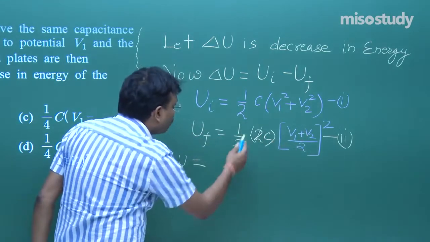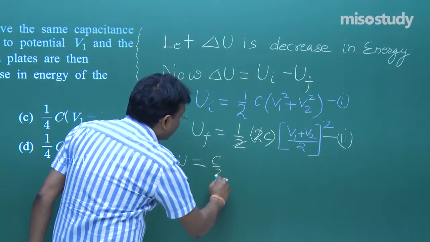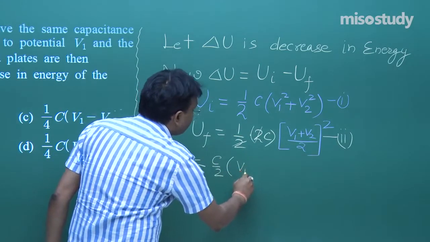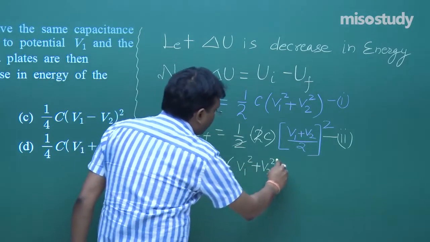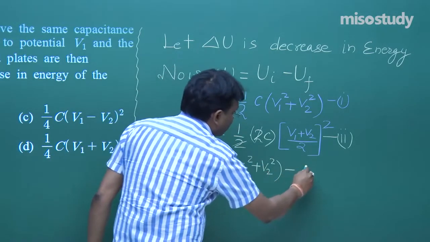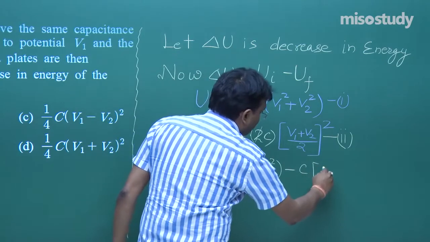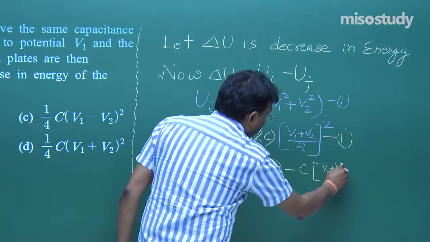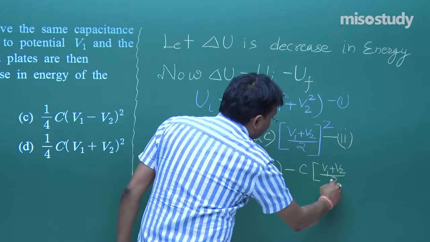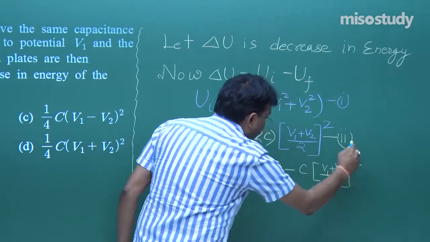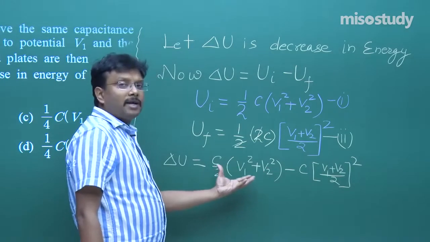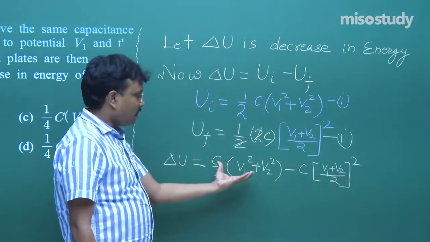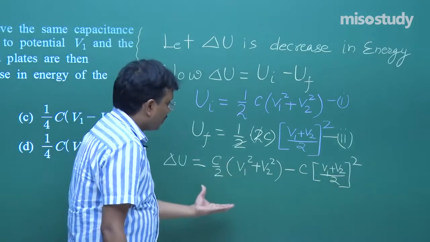Fine. So, let me write down that C by 2 (V1 square plus V2 square) minus C (V1 plus V2 upon 2) whole square. Okay? And from here I think solving it is a very simple process. So, I hope everyone can do that.